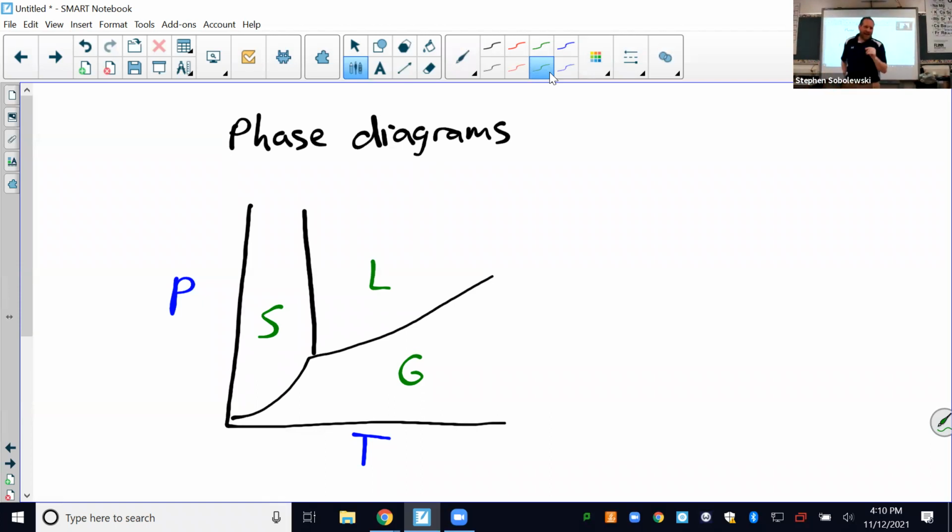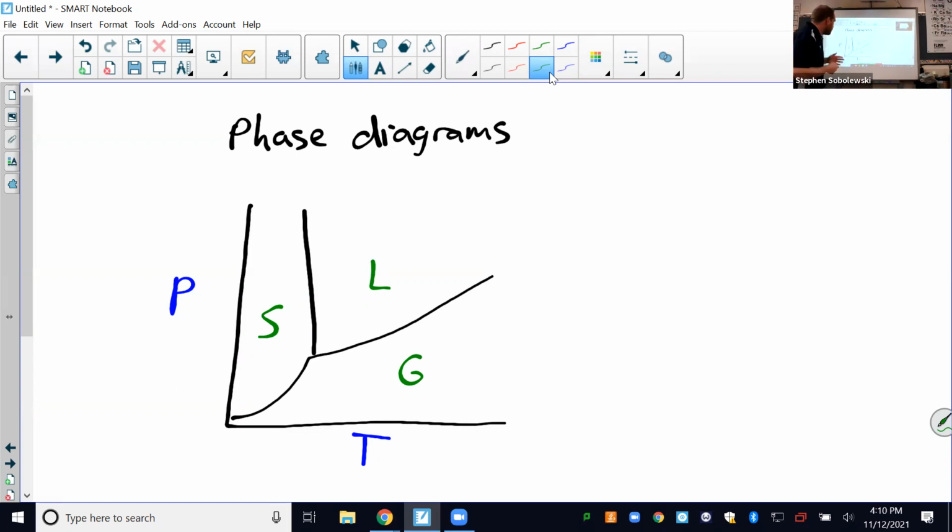The state of matter of something does not just depend on temperature like you may have thought. It also depends on pressure. How do I get a liquid to boil away into a gas? Well, the obvious answer is you heat it up. But you could also take that water and change the pressure to get it to boil away into a gas.